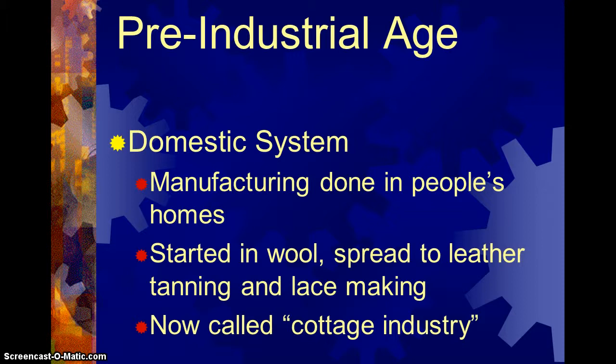There was something called the domestic system before the industrial age, where manufacturing was done in people's homes, and the people started in wool, spread to leather, tanning, and lace making. So people were making their way up this hierarchy, which is now called the cottage industry.